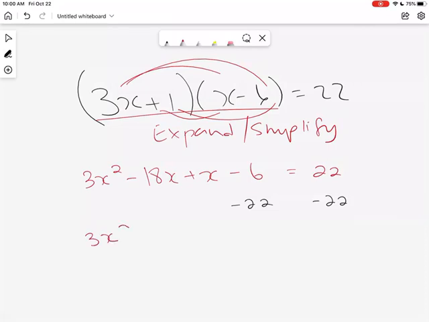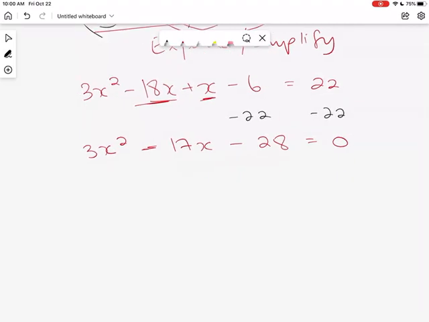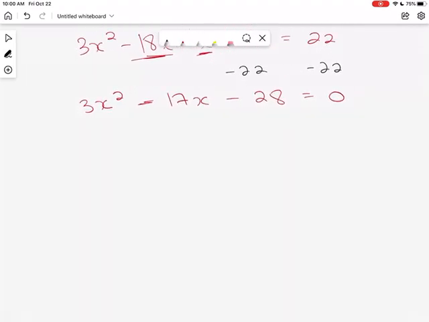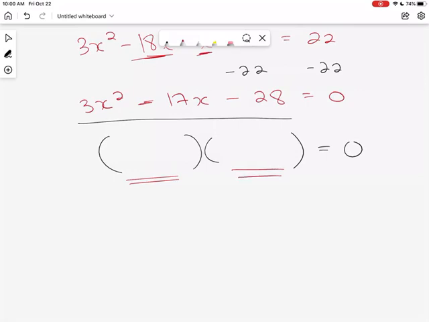So I'm going to get 3x squared. I can combine these two terms together because they're like terms, so I get minus 17x. And then I have minus 6 take away 22, which gives me minus 28 equals 0. So now that I'm in this form, I can go back to this idea of, okay, if I factor this expression, and I'm able to do this, then I know that if this is equal to 0 or if this is equal to 0, the whole entire expression will be equal to 0. So let's go ahead and factor this expression.